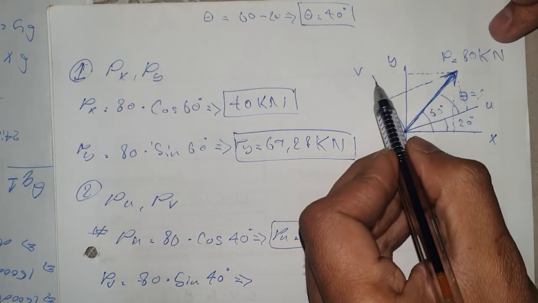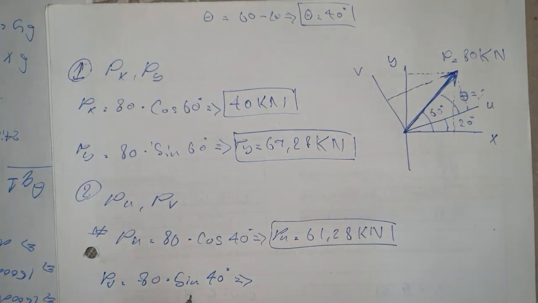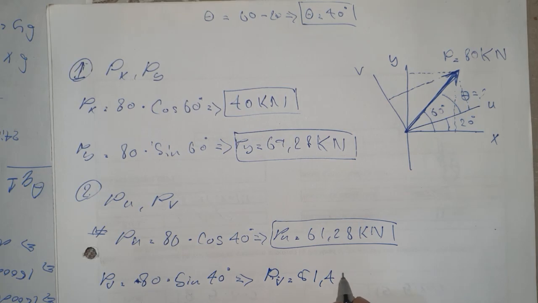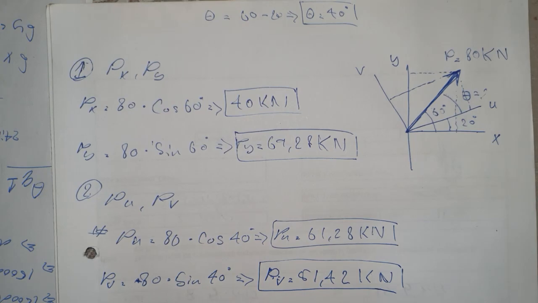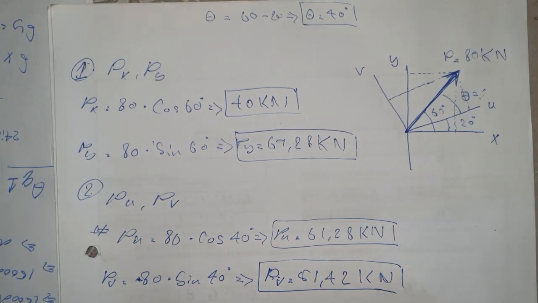Sine, because v is instead of y. And here there is no cosine, this is nothing, okay? This is just 80. And 80 times sine of 40, so pv is equal to 51.42 kilonewtons. This is the coordinate for this problem, and that's it.